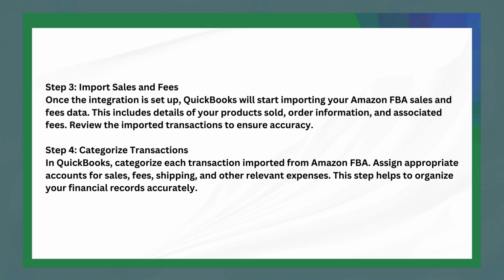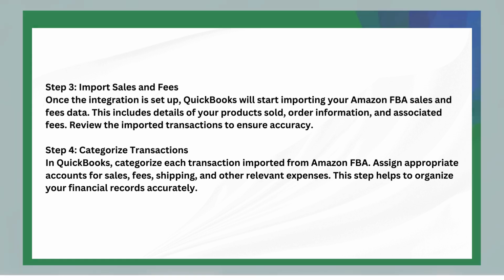The next step, the fourth step, is to categorize transactions in QuickBooks. Categorize each transaction imported from Amazon FBA. Assign appropriate accounts for sales, fees, shipping, and other relevant expenses. This step helps to organize your financial records accurately.